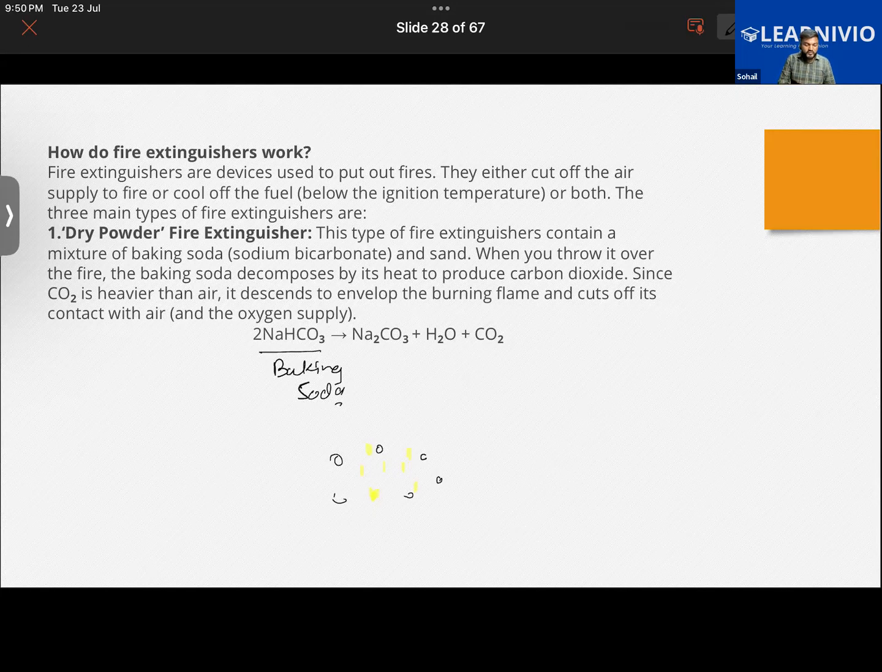Once it is heated and comes into contact with fire, it will break into sodium carbonate, water, and carbon dioxide. Forget about the first two, that is not important for you to remember as of now. Just know that carbon dioxide will be given off. Understood this, Vaiga, Ibrahim, and Aisha? Yes, sir. Also, we are not purely using baking soda. We would be preparing a mixture. We would be using sand also, because sand is also helpful in extinguishing a fire.